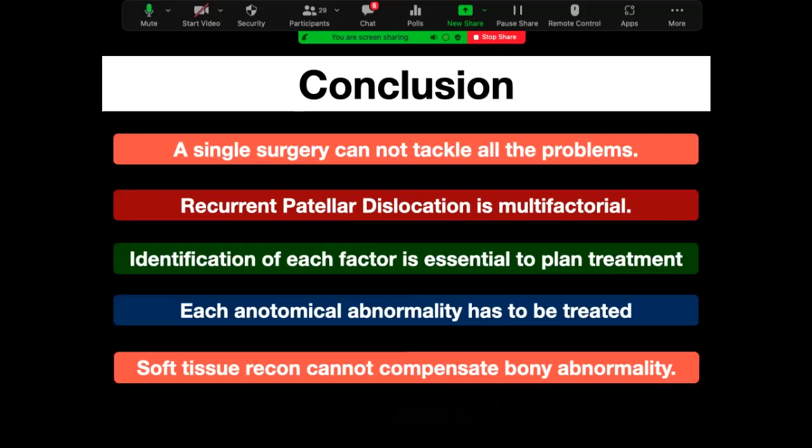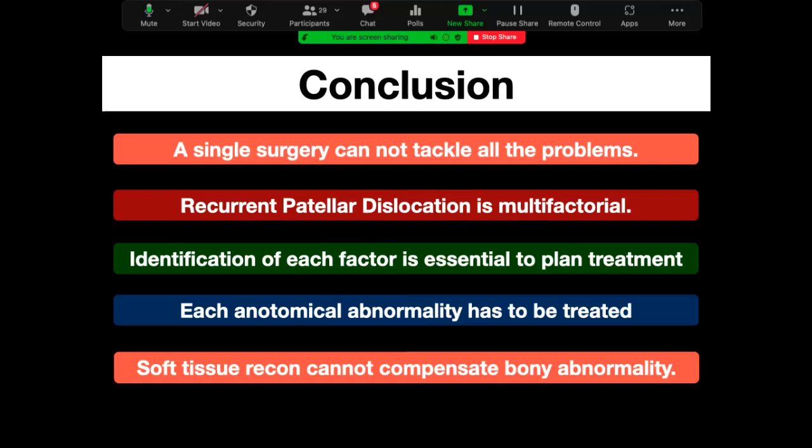So to conclude my talk and the case examples, the most important point is, don't think that a single surgery is going to tackle everything. A single surgery cannot tackle all the problems. Most important is to identify the problems, and recurrent patella dislocation is multifactorial. It's not only one factor. So if it is multifactorial, identify all the factors and treat them. Identification of each factor is essential to plan the treatment.